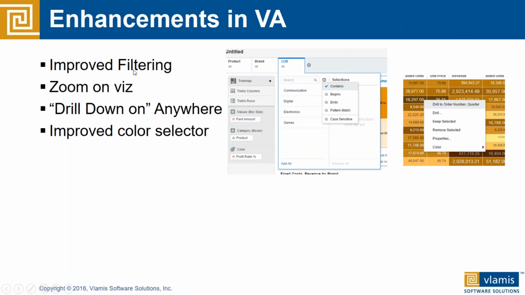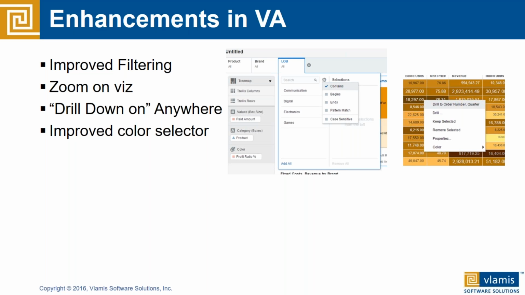There's the ability to do some improved filtering with things like contains, begins, ends, pattern match, and case sensitive. Some of that is new. There's the zooming on visualizations, and there's a drill down anywhere. So for instance, if I right-click on a pivot table, I can drill in multiple ways, and that was there before, but there's more capabilities in that as well. There's also an improved color selector that brings up the entire palette of colors instead of being just pre-selected to specific colors that you've asked for.